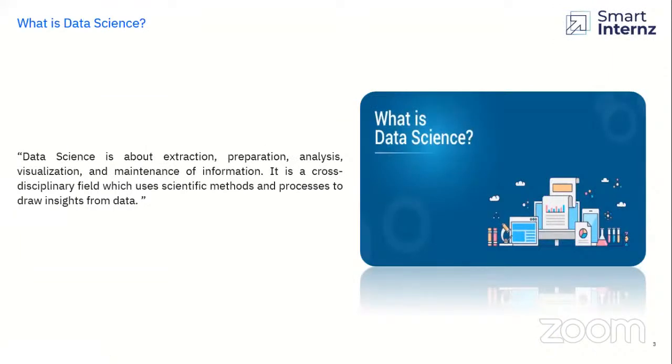So we have yesterday learned about what is data science. So what is data science basically? Data science is about extraction, preparation, analysis, visualization, and maintenance of information. It is a cross-disciplinary field which uses scientific method and processes to draw insights from the data. Yesterday we had an introductory session on data science, and I hope that it is clear what is data science.